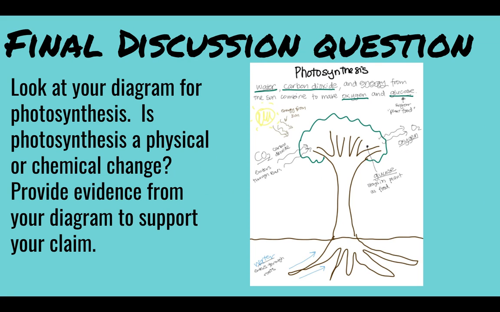So our final discussion question. I want you to look at your diagram for photosynthesis that you created. Look at what you need to create it. Look at what you make afterwards. Is photosynthesis a physical or chemical change? Provide evidence from your diagram to support your claim.